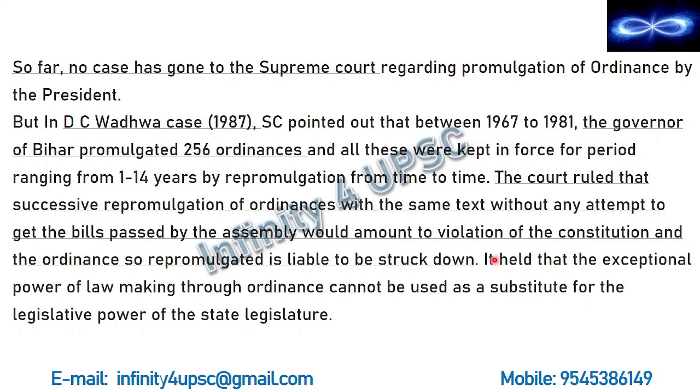So anything which goes against it can be struck down by the judiciary. Further, the judgment said that the exceptional power of law making through ordinance cannot be used as a substitute for the legislative power of the state legislature. That is, it cannot act as a parallel government. We had already seen that the two cannot exist together. Only when the parliament is in recess, the president is allowed to make an ordinance, or the governor is allowed to pass an ordinance. Otherwise, both cannot exist together.